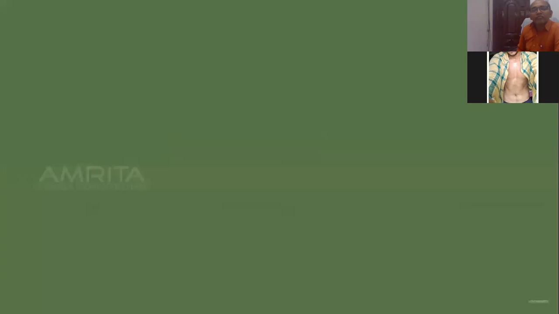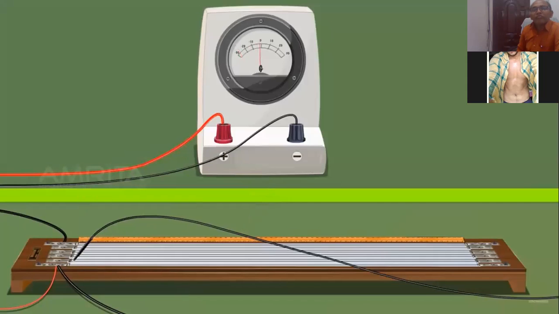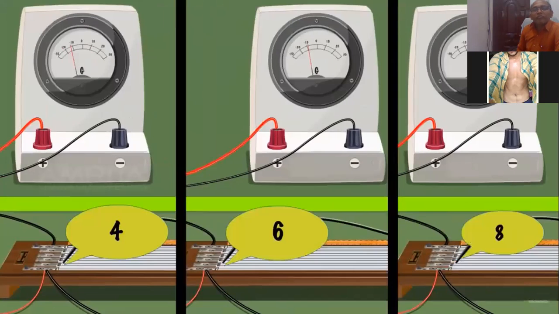Without inserting the key K2, slide the jockey over the potentiometer wire and stop when the galvanometer shows zero deflection.